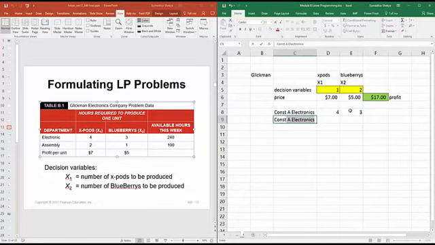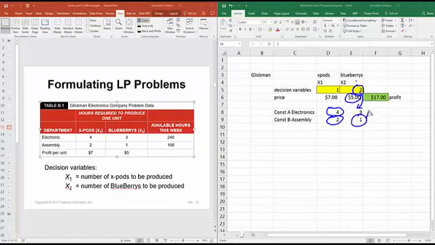The next limitation that we have is in assembly, wherein we spend 2 hours on 1 xpod and 1 hour in assembling 1 blueberry. So if you times 3, 6 hours in the electronics, and we've spent 1 times 2 in terms of assembly. So far we've spent 4 times 1 plus 3 times 2, so it is 4 plus 6 equals 10 hours. And by this time we've spent 2 times 1 plus 1 times 2, so 2 plus 2 hours in assembly time, which is 4.